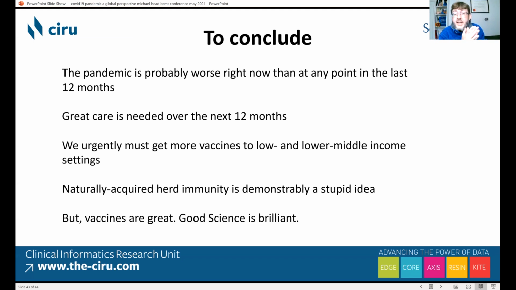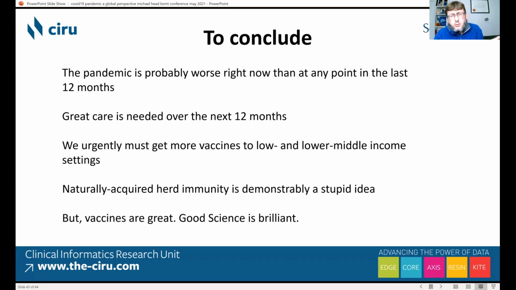Vaccines are great, aren't they? Vaccines will underpin the way out of the pandemic, and good science, of which there are so many examples. The genomics, the microbiology, the diagnostics, the clinical trials that tell us that dexamethasone is useful at times and that hydroxychloroquine is just a Trump fantasy.